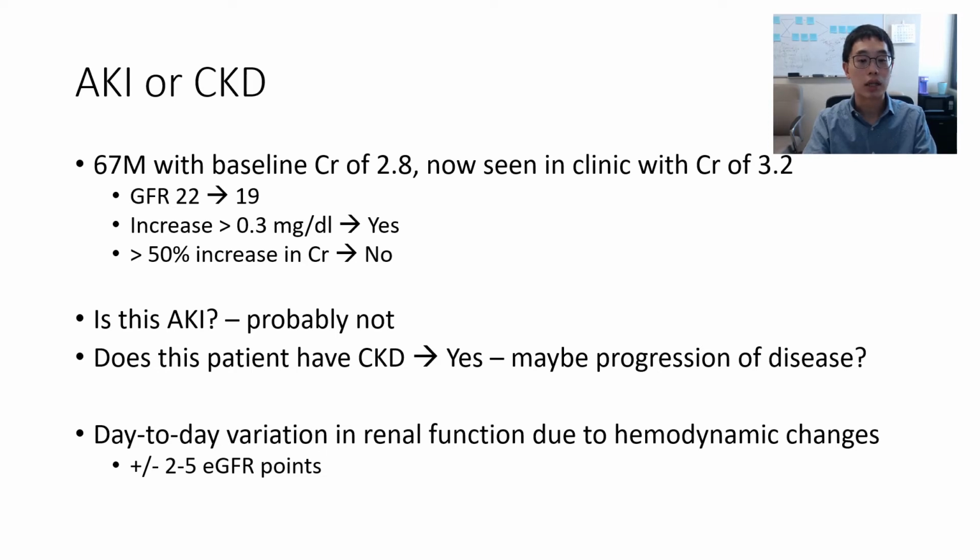Does the patient have chronic kidney disease? Absolutely yes. And maybe the drop in GFR by 3 points is reflective of a progression of chronic kidney disease. And remember, there's also some day-to-day variation in renal function. If you measure patients' renal function on a day-to-day basis, you will see a change of about 2 to 5 GFR points. So this GFR fluctuation from 22 to 19, and sometimes the next day it will be 21 or 23, is not necessarily as significant as somebody with a persistent decline in their GFR.